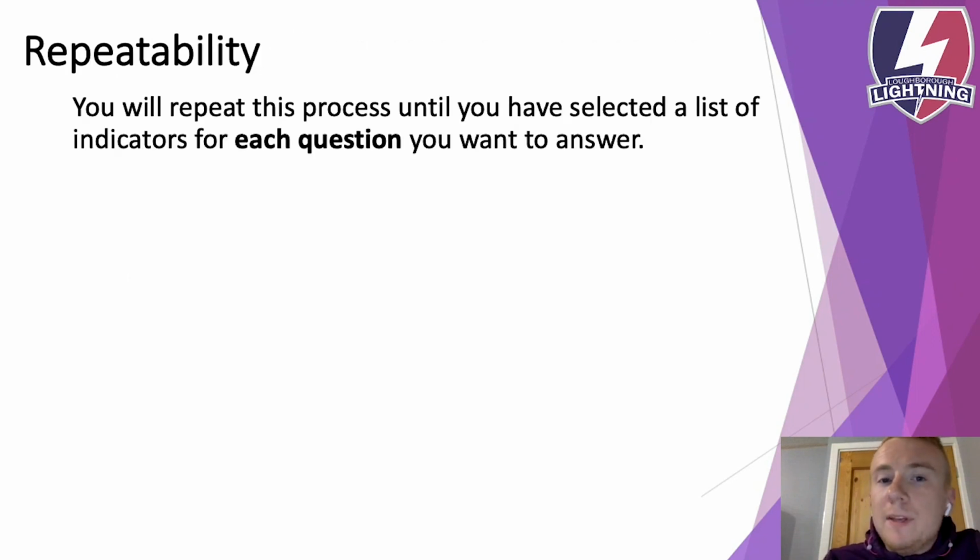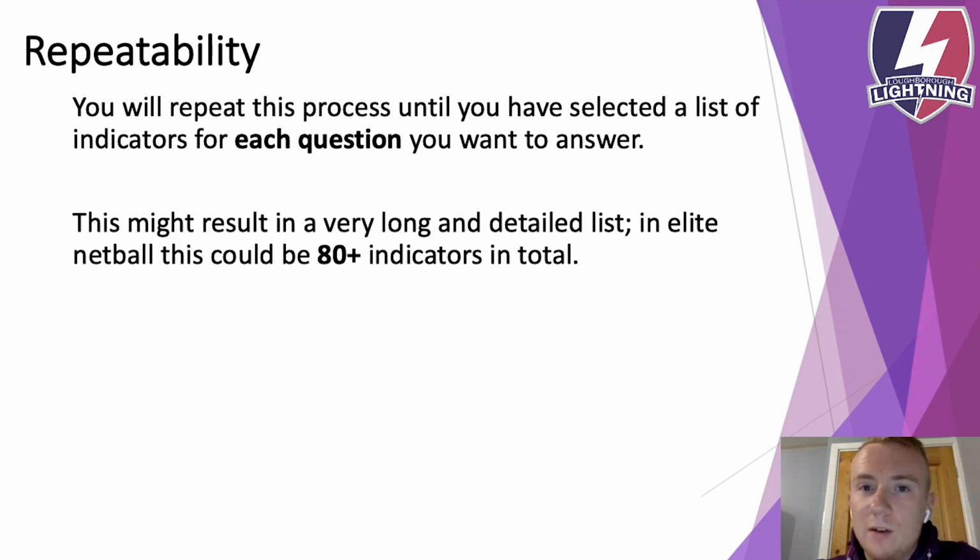You're going to have to repeat this process until you've selected a list of indicators, both key performance indicators and performance indicators, for every question that you want to answer. This could end up in a very, very long and detailed list, depending on how many questions you do want to answer.